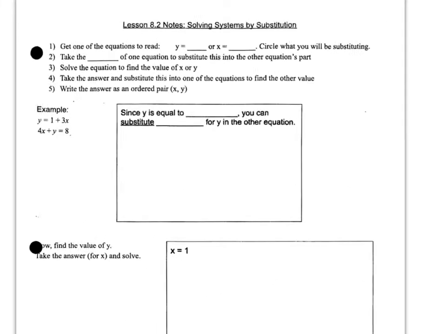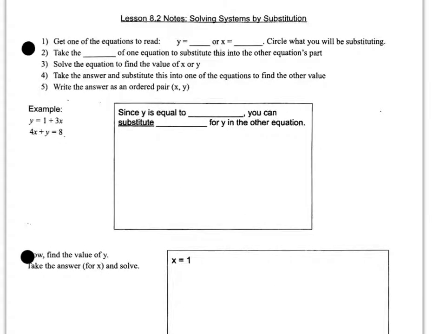So I have some steps here, numbered 1 through 5, that I'm going to be referring to. I'm not going to read these out to you. Go ahead and take a look at them now. But I'm just going to jump right into the example. So we have y equals 1 plus 3x and 4x plus y equals 8. This is our system of two equations. Remember that we want to solve for x and for y.